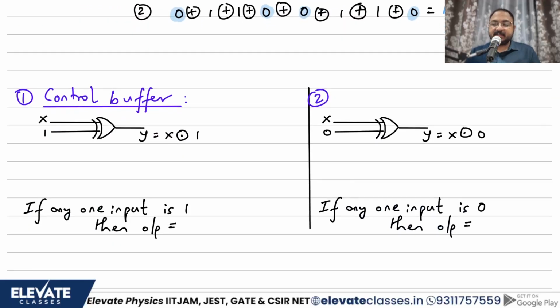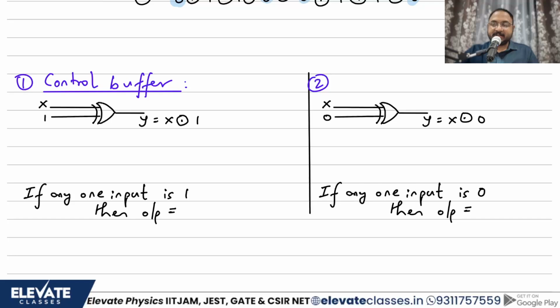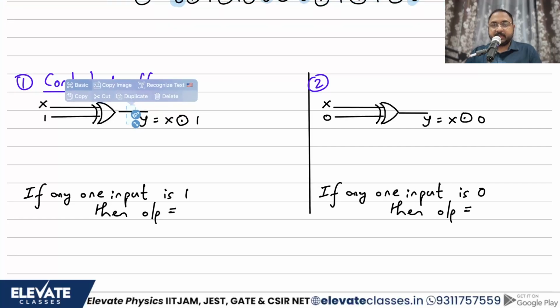Are there any special circuits? Yes, there are. As long as we are doing XOR and XNOR, special gates, there are a lot of special circuits. Now you have something called a control buffer. Let's see how this works. One of the inputs is 1 and another input is X. What is the difference? This is an XNOR gate now. So there should be a bubble over here.